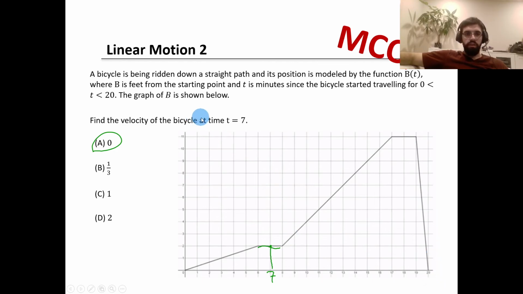Anyways, the question says, find the velocity of the bicycle at time t equals 7. So t equals 7 is the point right here. If we're looking at a very tight interval around this point, 6.9 to 7.1 or whatever, we do see a flat line at this point. A flat line definitely has a slope of 0. So 0 is going to be the best estimate on this one. You could even use a wider interval because it's such a straight line, but for that reason, we have a slope of 0. It's a flat line. A is our best answer.